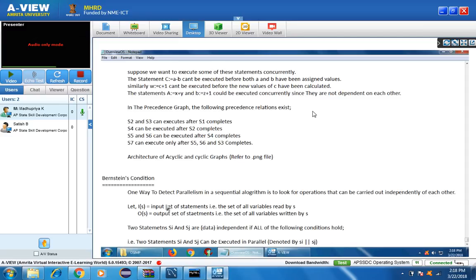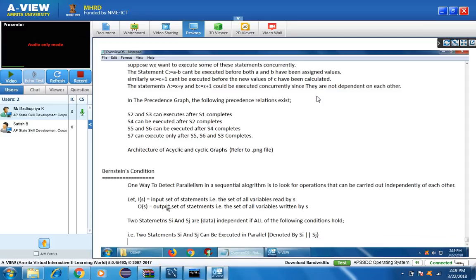Parallel. How do you denote it? Si parallelly executes what? Sj. So for us now, Si and Sj are representing what? Set of input statements and set of output statements. Okay, and how do you manage them? Now let's see.